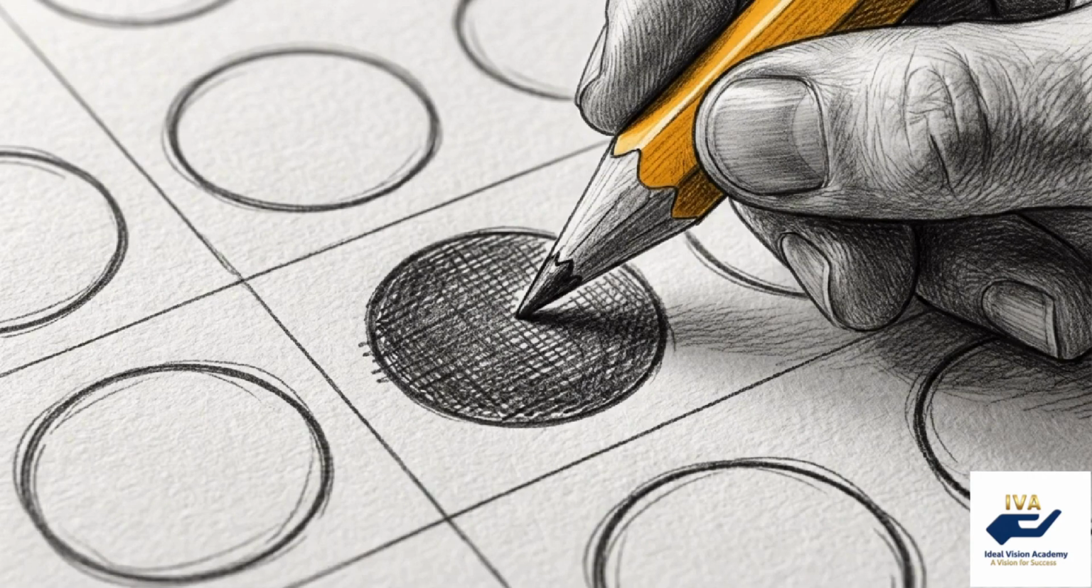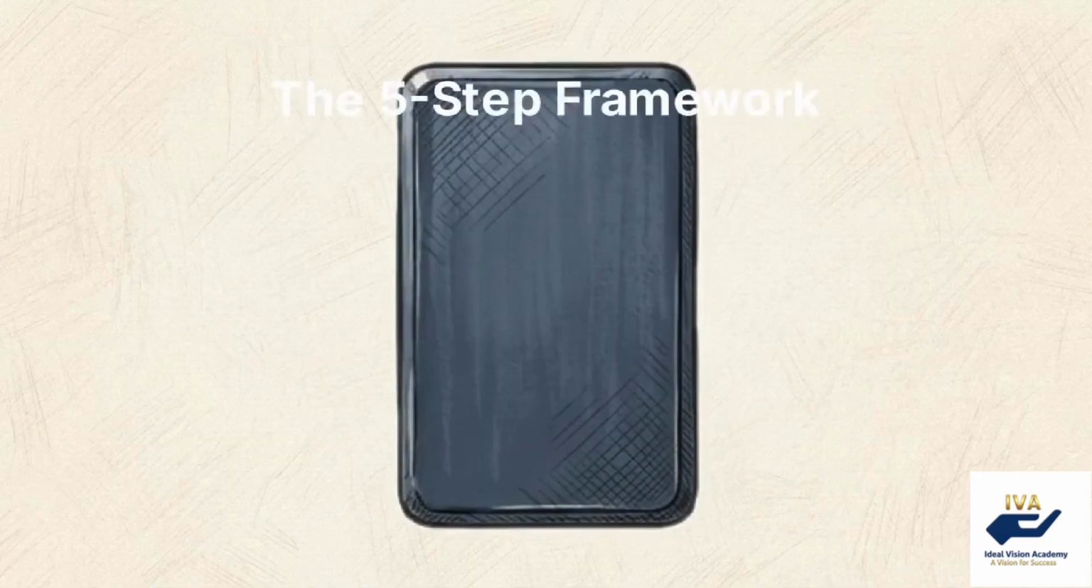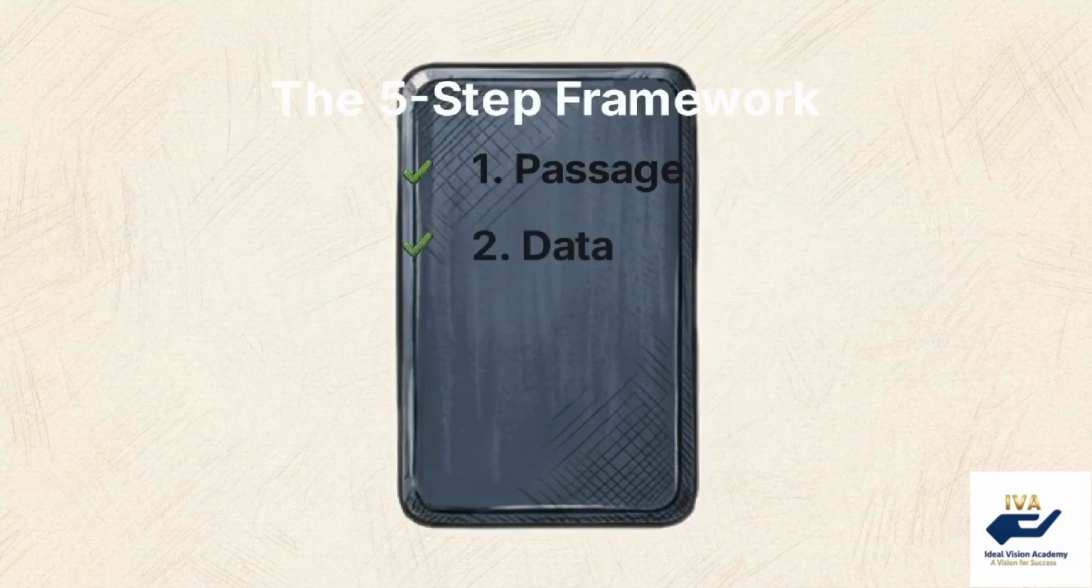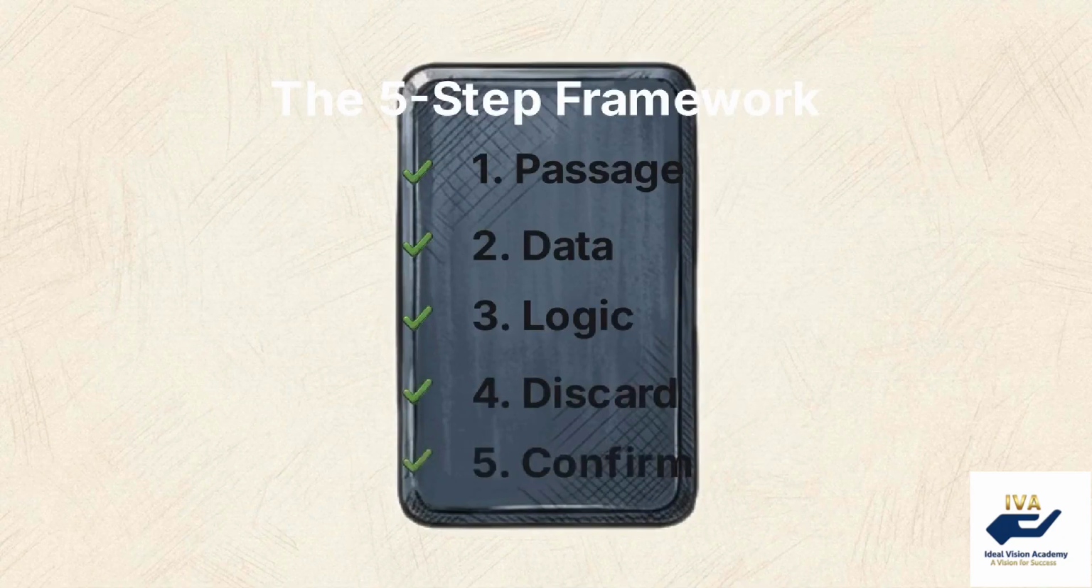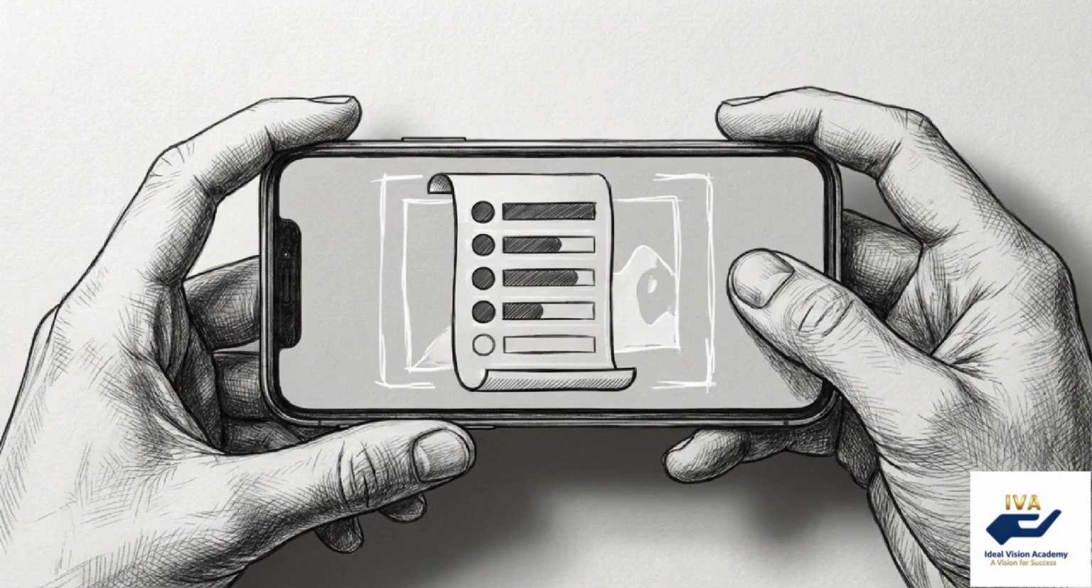Here's your final review of the process. Step 1, analyze the context. Step 2, summarize the core info. Step 3, identify the relationship. Step 4, eliminate the wrong choices. And step 5, plug your answer back in. Take a second to pause the video right here and screenshot this checklist for your study notes.